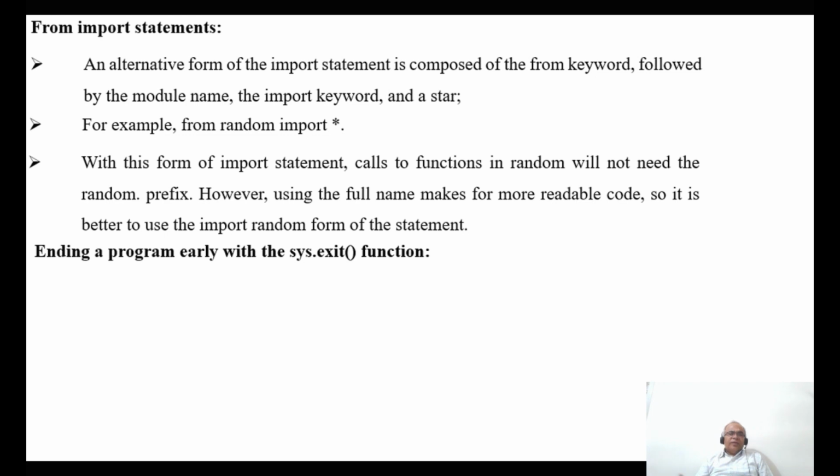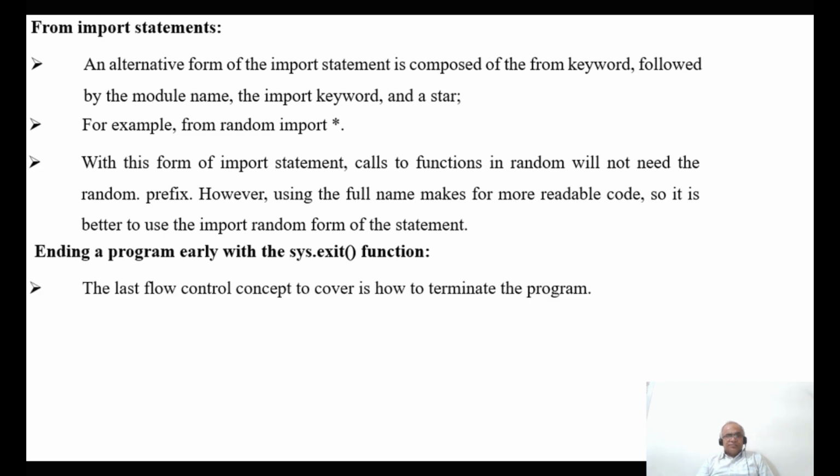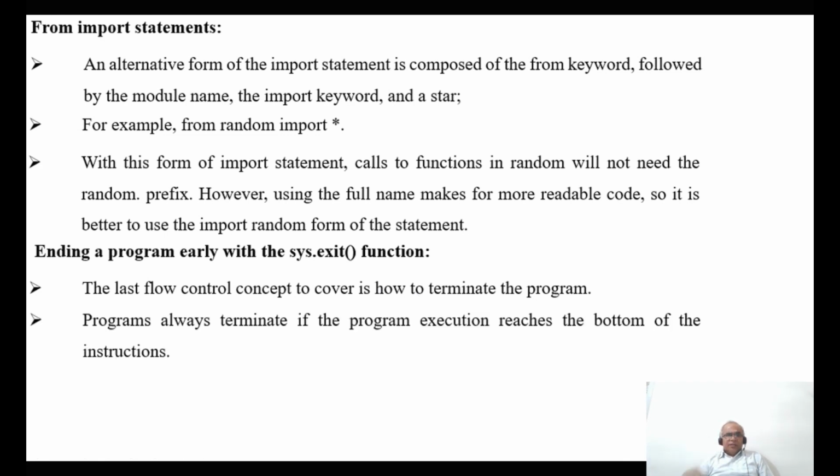So then we will go for one more concept, ending a program early with the sys.exit function. The last flow control concept to cover is how to terminate the program. The program always terminates if the program execution reaches the bottom of the instructions. That means when you start executing a set of code, it will start from the first line and come to the end only when the instruction reaches the end of the program.